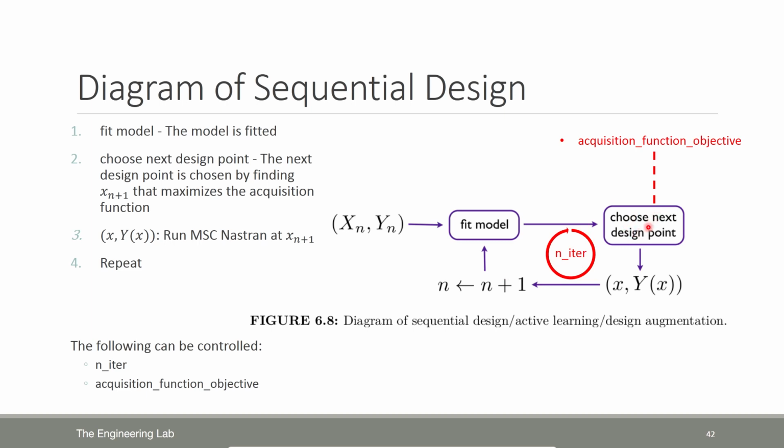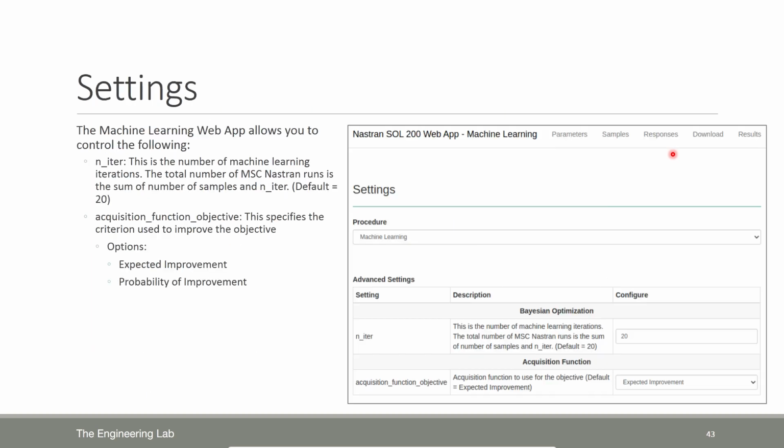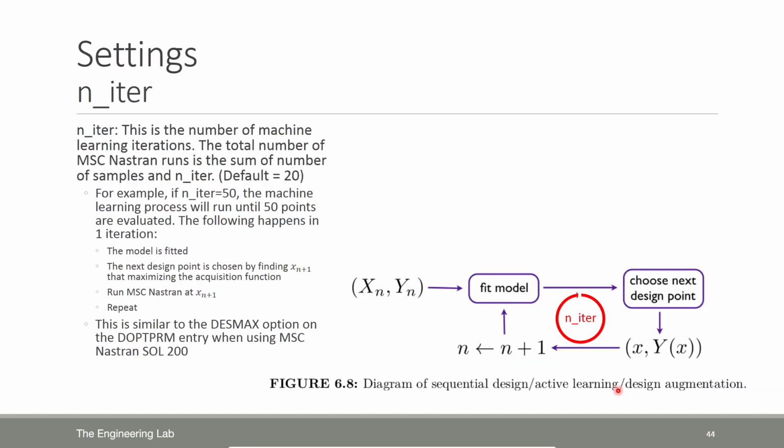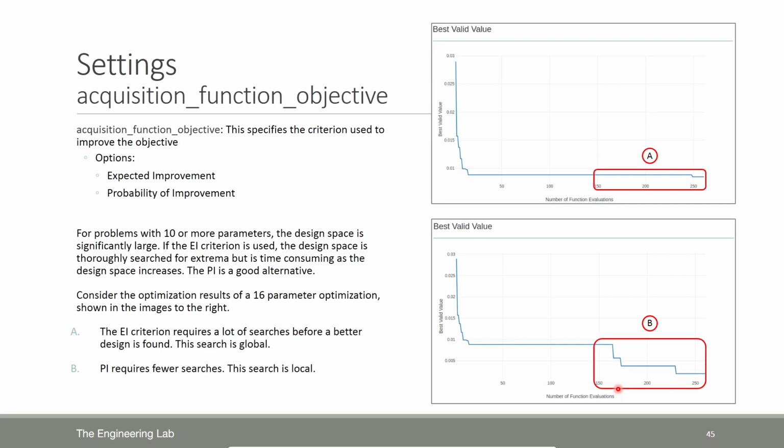Now for the acquisition function, remember that you can switch between the expected improvement and the probability of improvement acquisition function. You can control this with the acquisition function objective setting. Here is basically a repetition of what I just said. If you're using the machine learning web app, if you go to the settings section, you select machine learning, you can specify the number of iterations, and you can specify the acquisition function, either the EI or the PI criterion. And here is just a repetition of this.